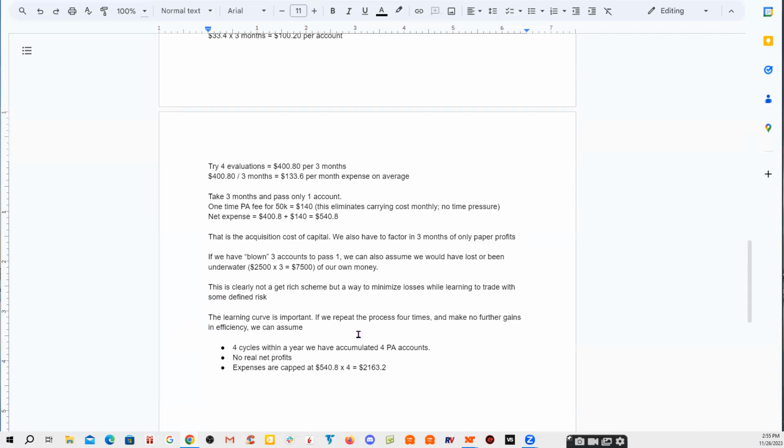And we need to understand the learning curve. If we repeat this 4 times and make no further gains in efficiency, then we can assume it's going to take us a year to accumulate 4 accounts, no real net profits, and our expenses are capped at basically $2,100.